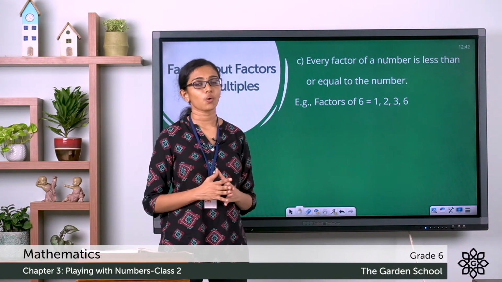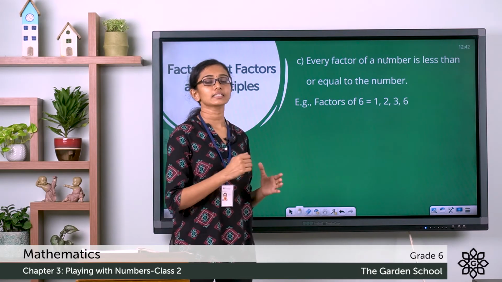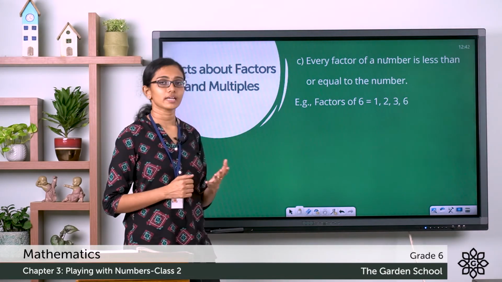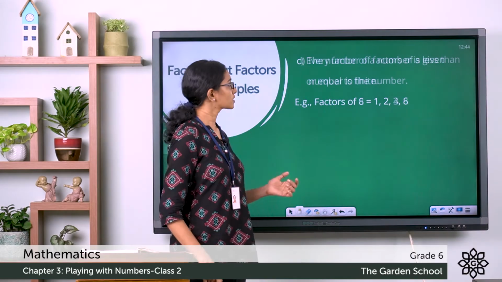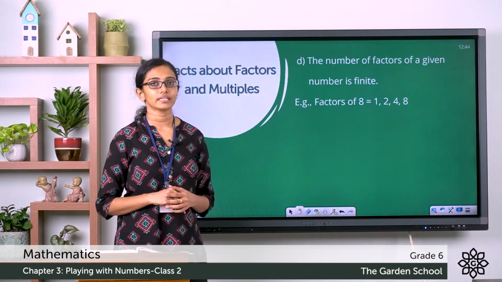The factors of a whole number will be equal to or less than that given number itself. So, every factor of a number is less than or equal to the given number. The number of factors of a given number is finite.